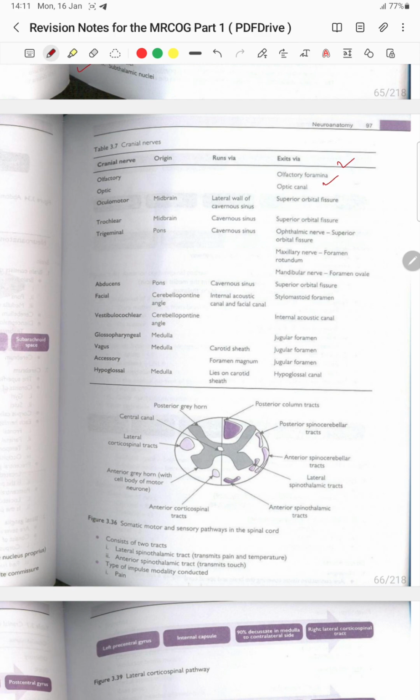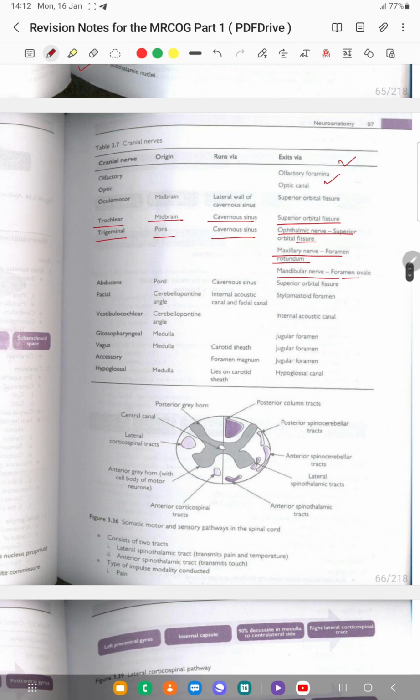The oculomotor originates from the midbrain, runs by the lateral wall of the cavernous sinus, and exits by the superior orbital fissure. The trochlear originates from the midbrain, runs by the cavernous sinus, and exits by the superior orbital fissure. Similarly, the trigeminal originates from the pons, runs by the cavernous sinus, and exits by its branches: the ophthalmic nerve by the superior orbital fissure, the maxillary nerve by the foramen rotundum, and the mandibular nerve by the foramen ovale. The abducens originates from the pons, also runs by the cavernous sinus, and exits by the superior orbital fissure.